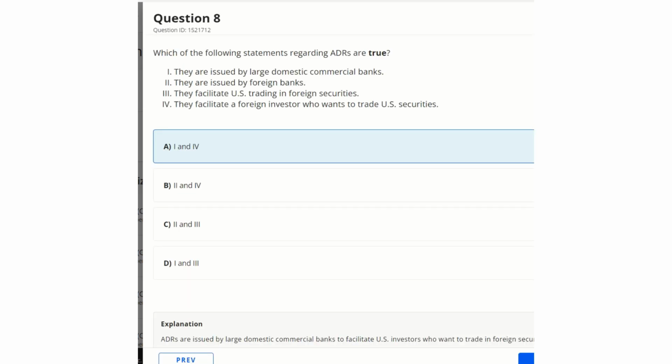Which of the following statements regarding ADRs are true? Another ADR question. ADRs are issued by large domestic commercial banks for foreign securities, when a U.S. investor wants to trade foreign securities. If we look at this one, it's usually one of the first two and one of the second two. They are issued by large domestic banks, and they are the way for U.S. investors to get involved with foreign securities like BASF. So 1 and 3, which would be D, and that is correct.